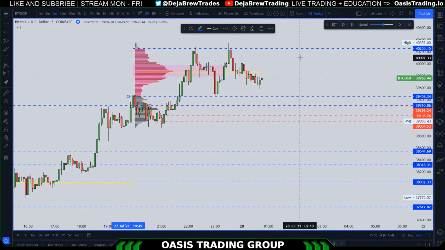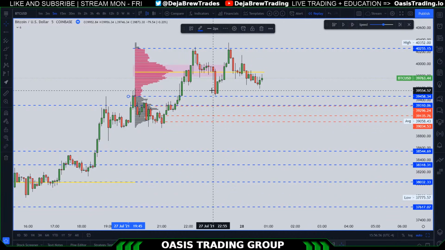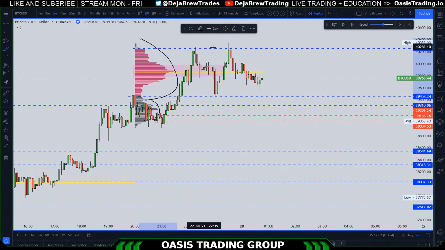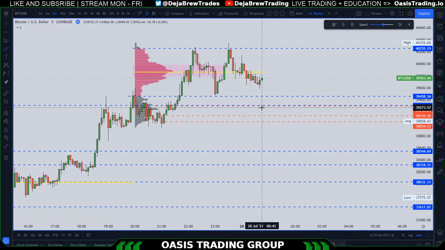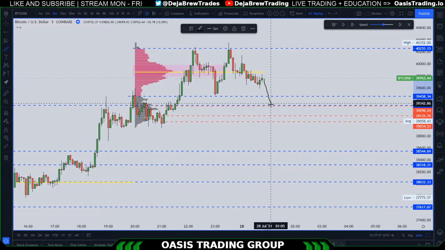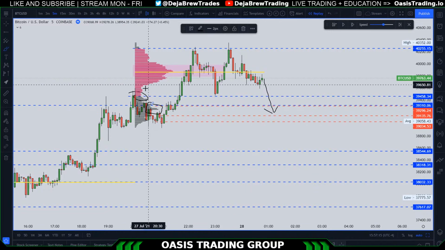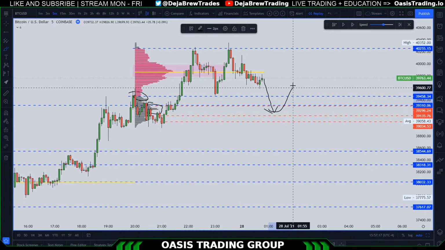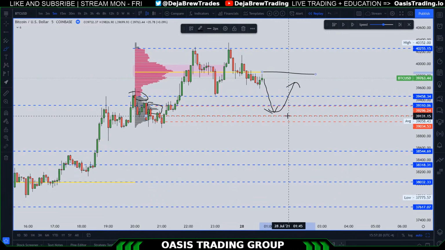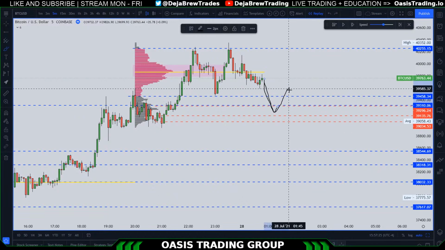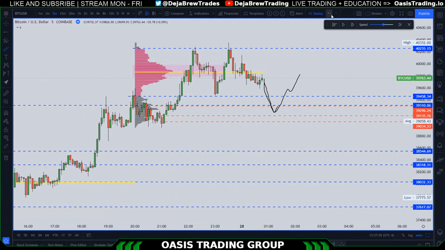Another thing I want to note here is this is pretty much a balanced profile. We have a little bit of an imbalance down here, but for the most part, this profile is balanced. So if you were to come down and leave the value area low, but find support on your nodes outside the value area low, that would give you a trade back to the POC. Or, once again, if you lose the value area low but then reclaim it, that would also give you a trade back to the POC. All right, let's let it go.